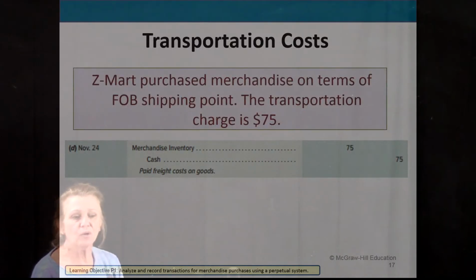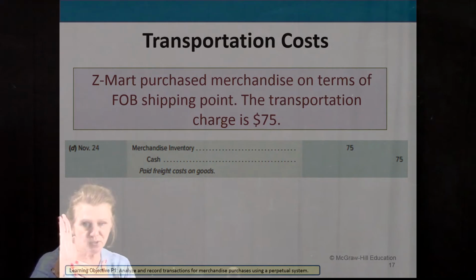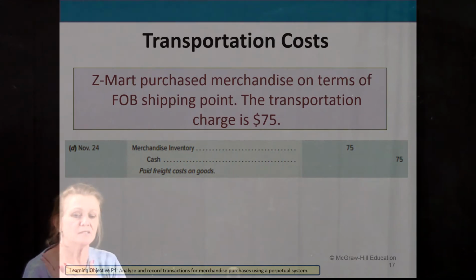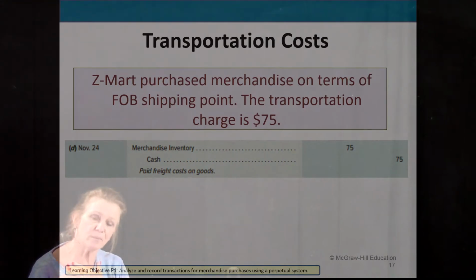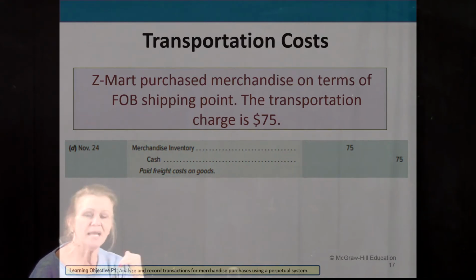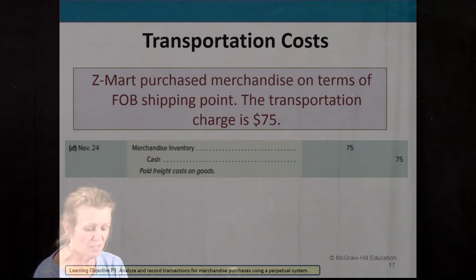So this is how it looks when you pay transportation costs. On November 24th, we purchased merchandise on terms of FOB shipping point. So us as the buyer have to pay for the transportation costs. So we would increase the cost of our merchandise inventory by debiting it and then decrease our cash by crediting it.